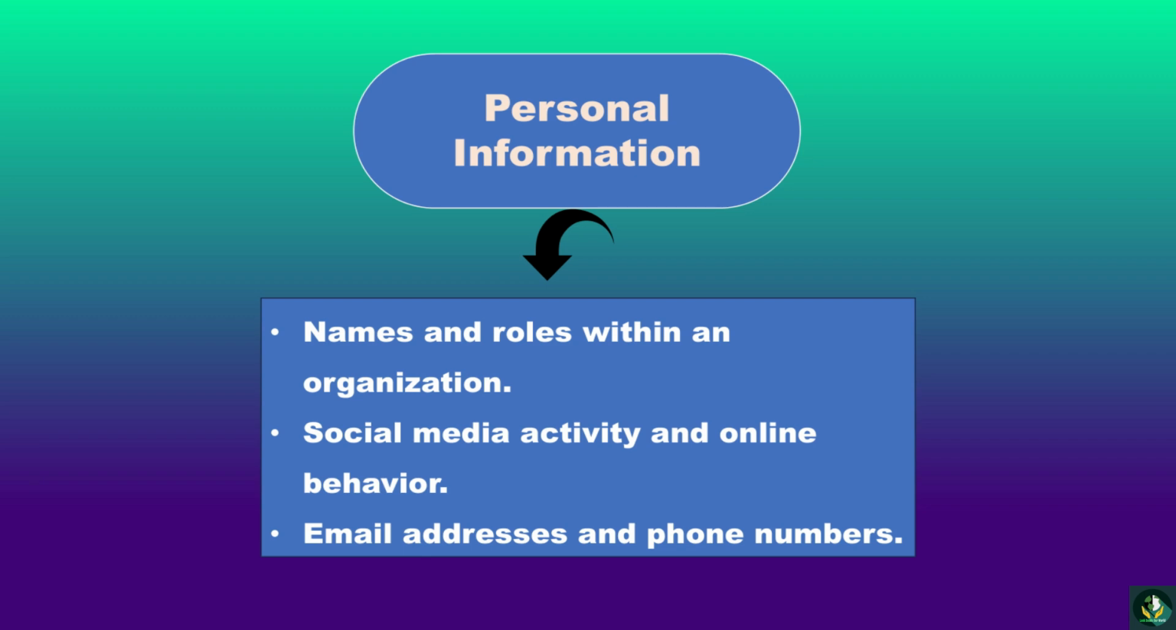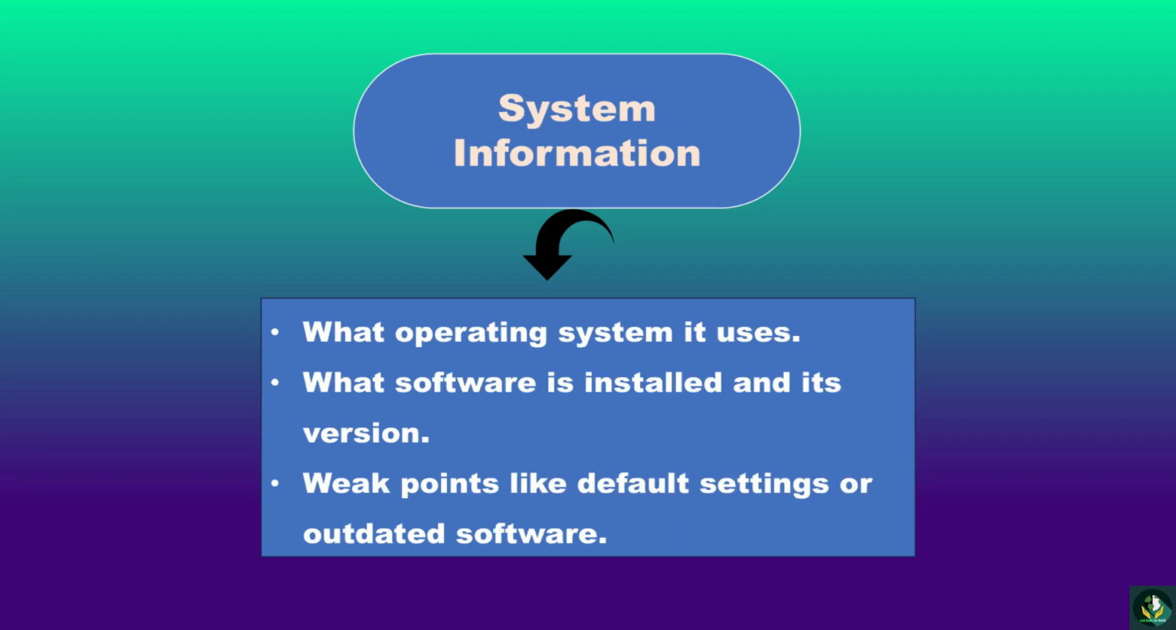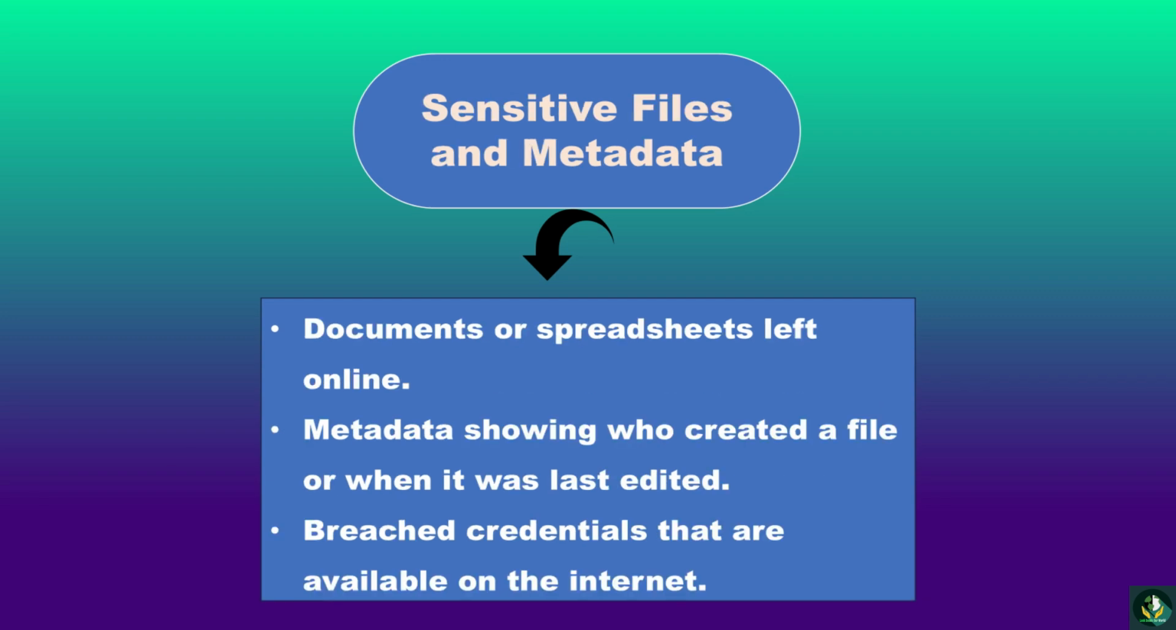Another crucial category is system information. This includes details about the target system, like its operating system, installed software, and any weak points. Finally, let's talk about sensitive files and metadata. These are often overlooked but can provide valuable insights, such as breached credentials or metadata from shared documents.